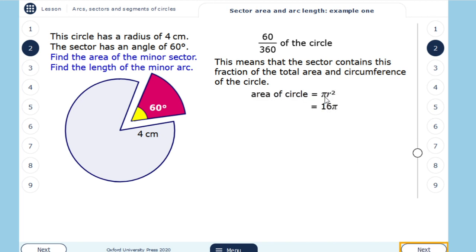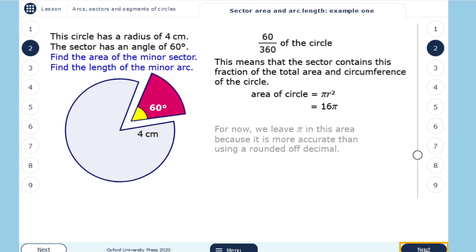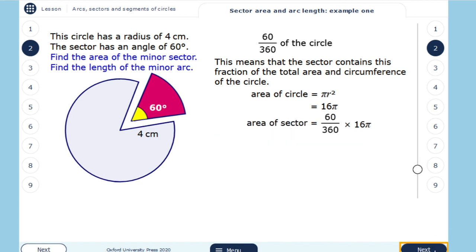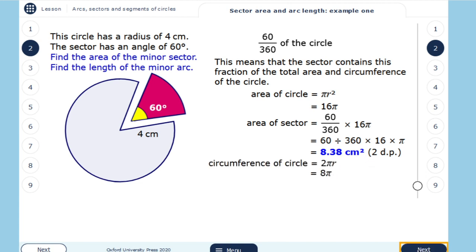The area of the circle is pi times r squared, which is 16 pi. For now, we leave pi in this area because it is more accurate than using a rounded-off decimal. The area of the sector will be the part that the sector is of the circle, so 60 over 360 times 16 pi, which is 8.38 centimeters squared.